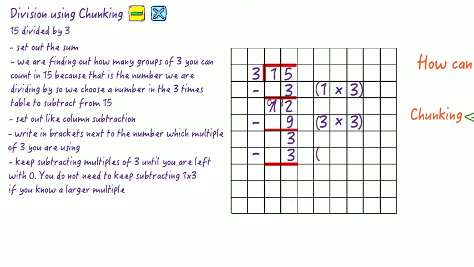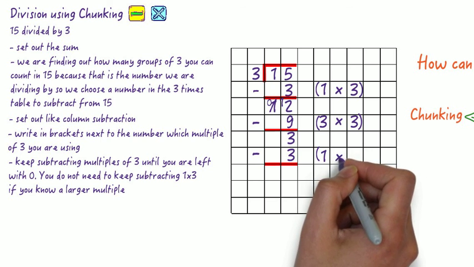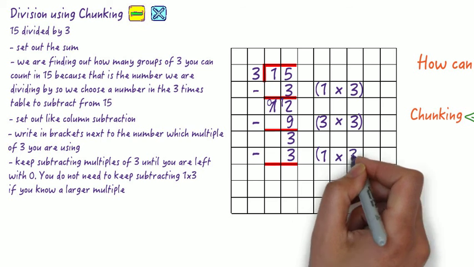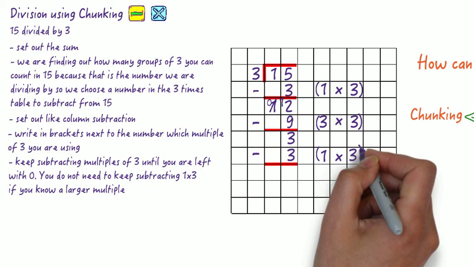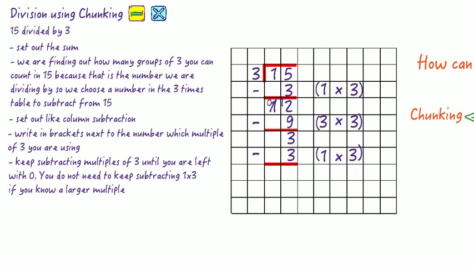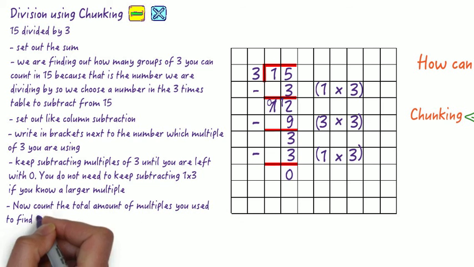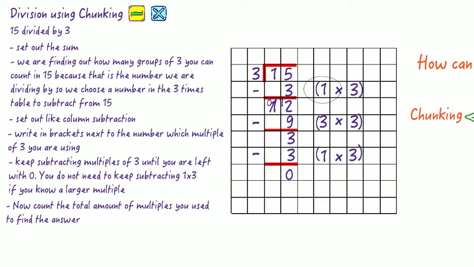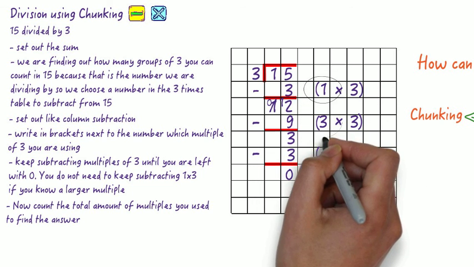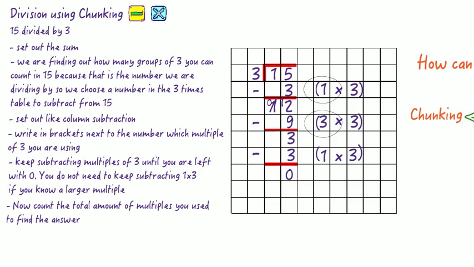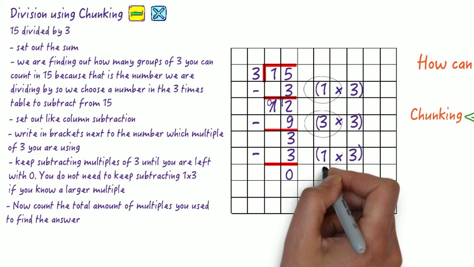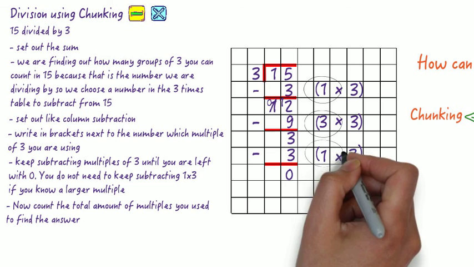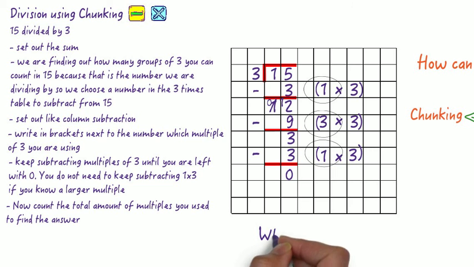We've done our subtraction, we still have not finished our division sum. We have to count the multiples that we've used and add them up. So 1, 3 and 1. Which makes 5. So 15 divided by 3 is 5.